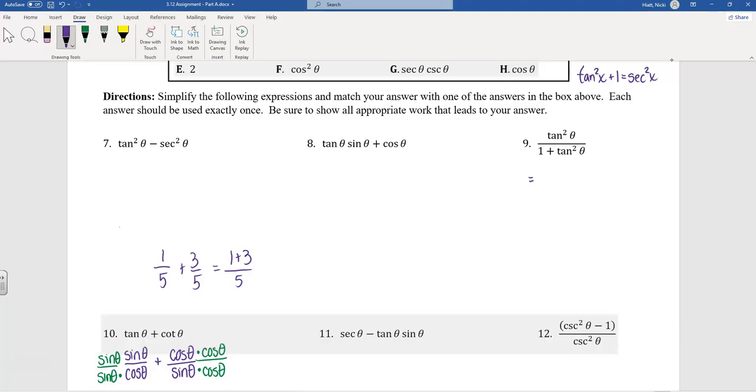Now this is tangent squared x plus 1, and this one's 1 plus tangent squared x. Does that make a difference? That they're not in the same order? Not when you have a plus sign. If you have a minus sign, does it make a difference? Yes, very much so. But you have a plus sign. So this is secant squared. So I've got tangent squared theta over secant squared theta. All right, ideas from here.